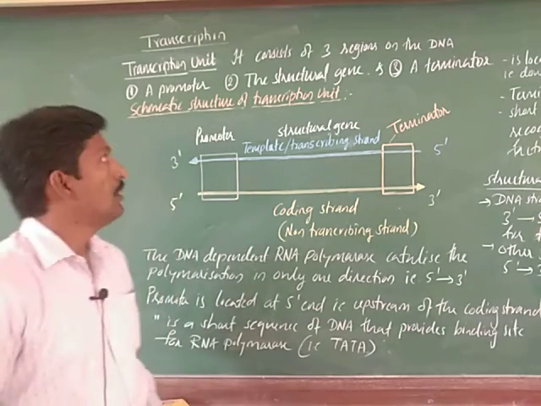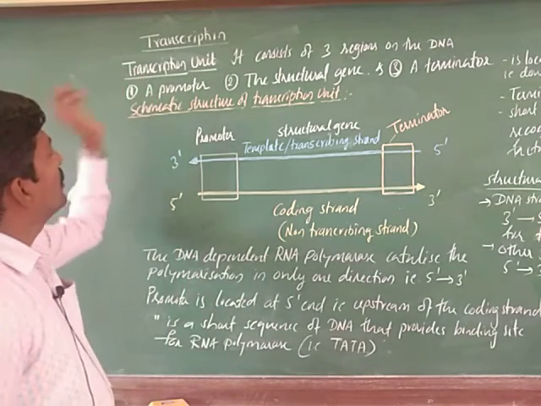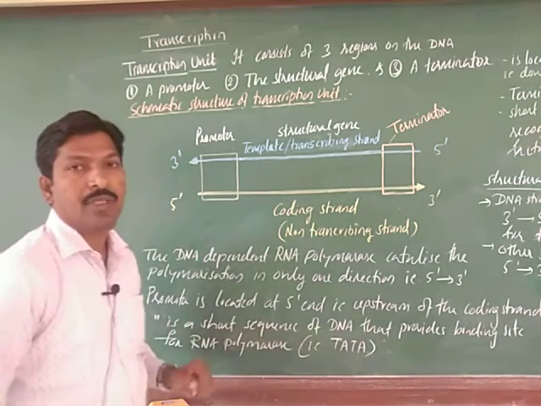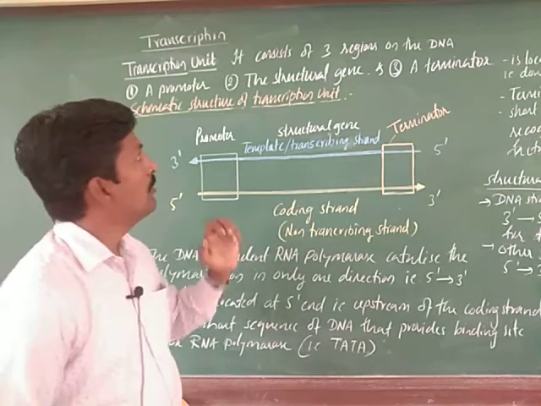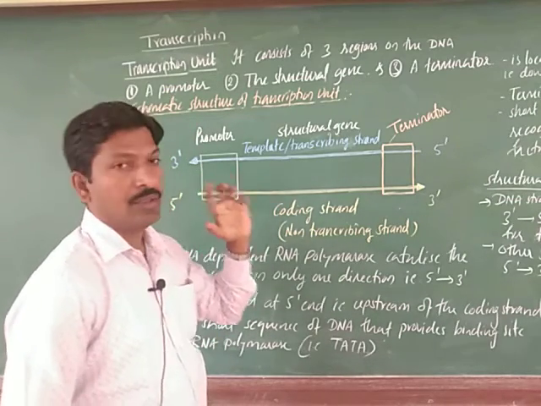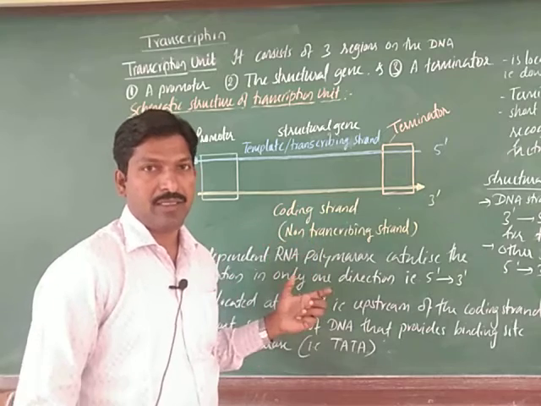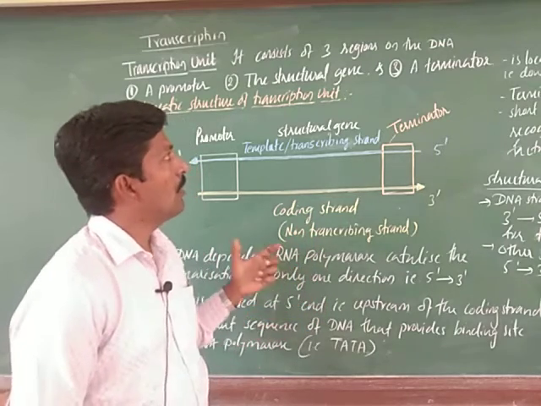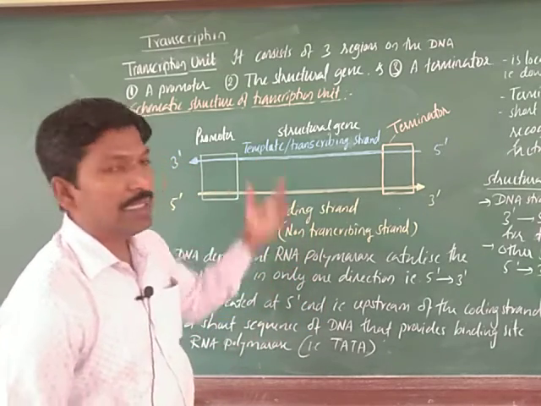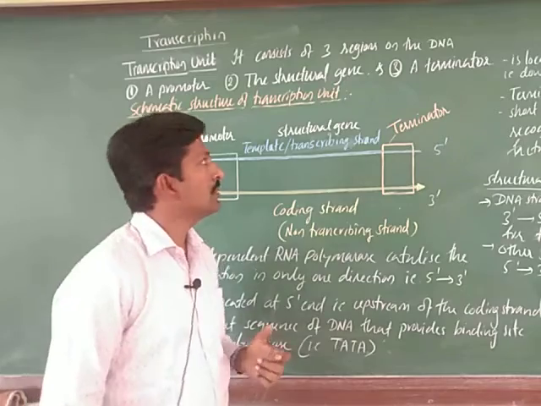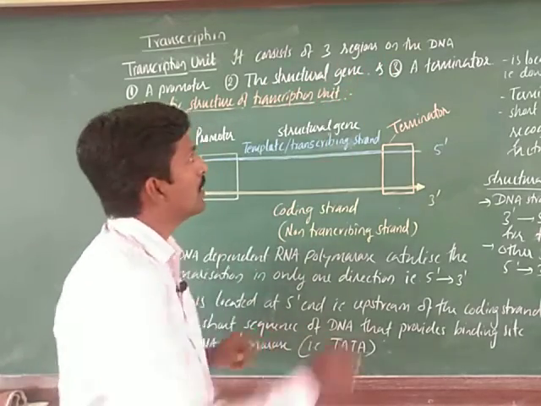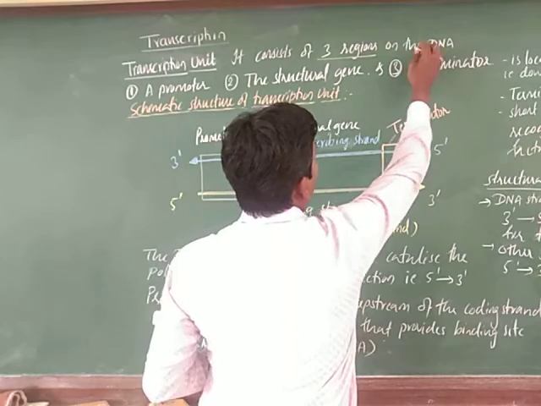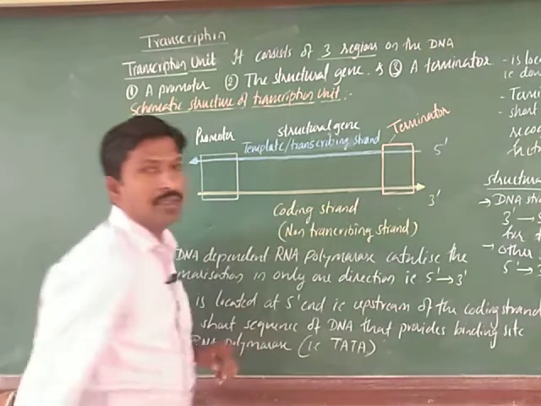So, now let us discuss the transcription unit. The transcription unit is a segment of DNA. On that, 3 regions are identified. It consists of 3 regions on the DNA segment, which we identified.